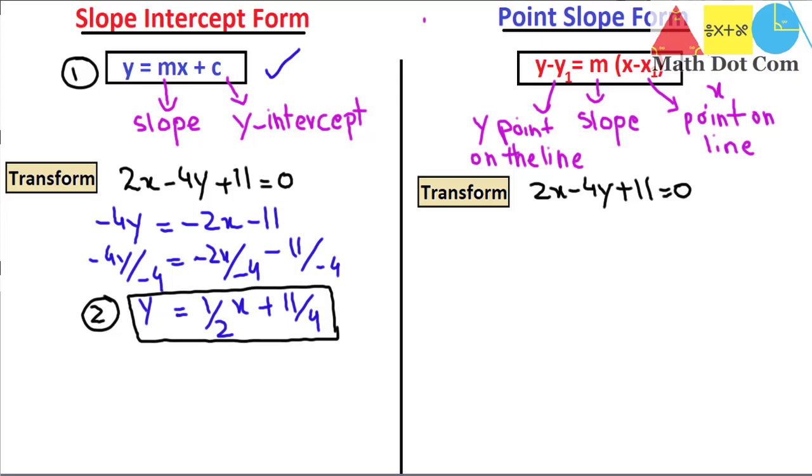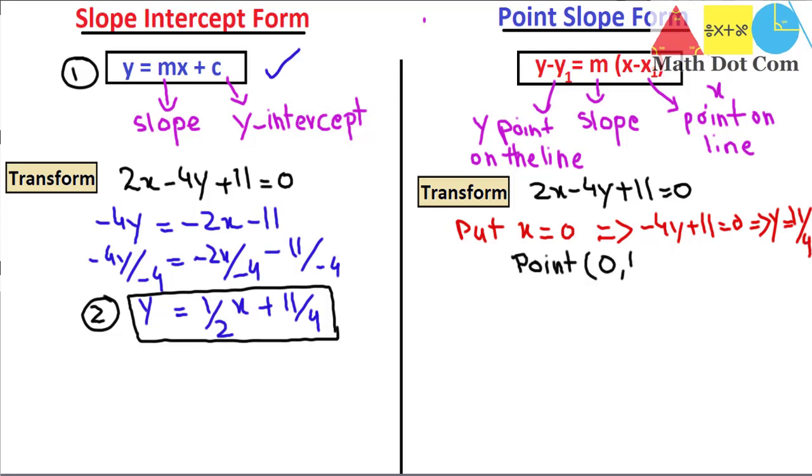We can find the point by randomly putting a value of x or y in the given equation and getting the corresponding value of x or y. So let's say we put x equals 0. What we will get is minus 4y plus 11 equals 0, and finally we will get the value of y as y equals 11 by 4. So we have got a point on the line. The point is (0, 11/4).